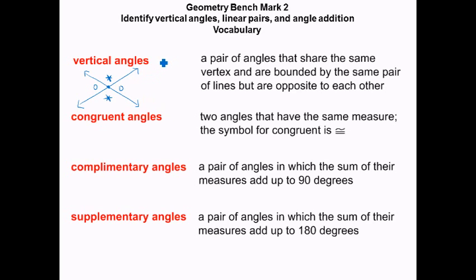Other times that you get them is if you have like two triangles attached or something like that. You get a set of vertical angles. Just basically anytime two lines form an X, you'll get vertical angles.